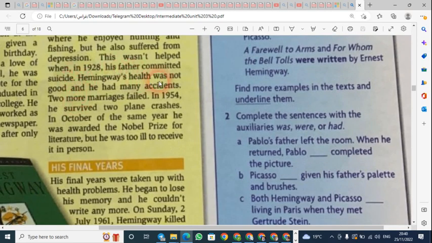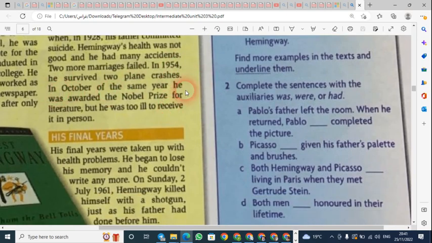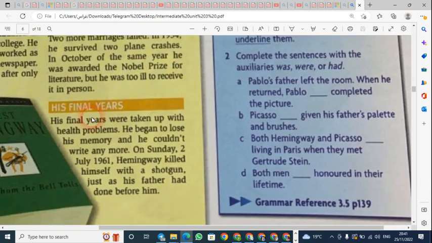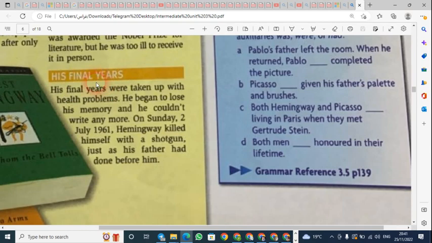Hemingway's health was not good, and he had many accidents. 2 more marriages failed, and in 1954 he survived 2 plane crashes. In October of the same year, he was awarded the Nobel Prize for Literature, but he was too ill to receive it in person. His final years were taken up with health problems. He began to lose his memory and couldn't write anymore.